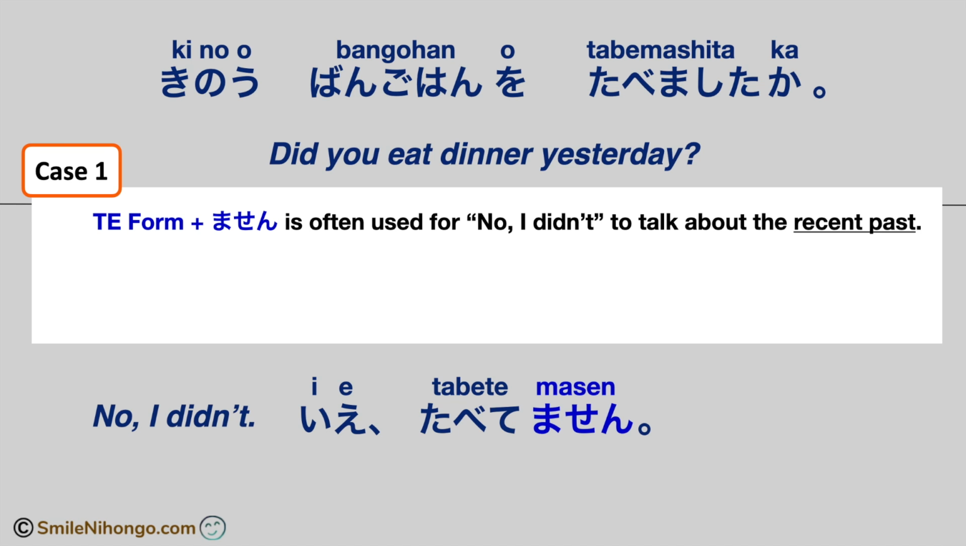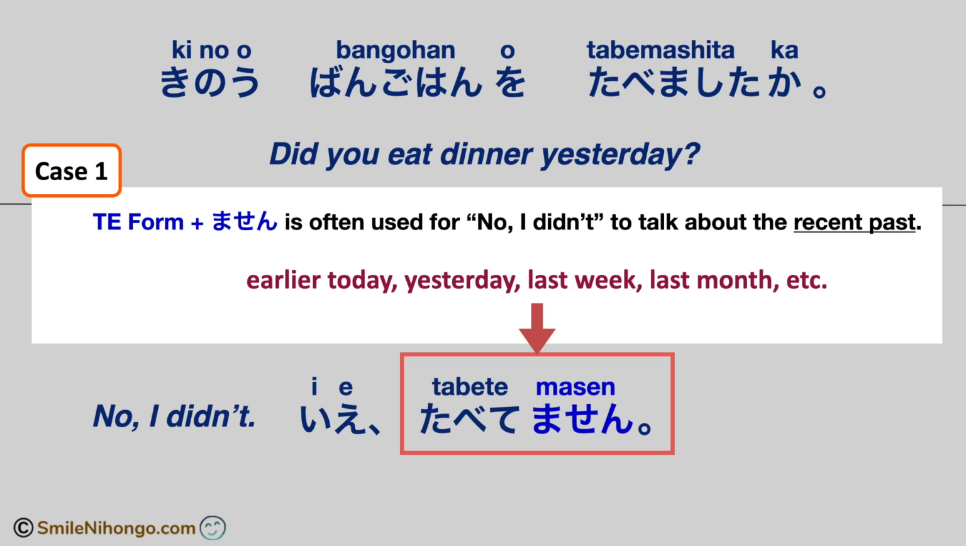So you can remember it like this. When someone asks you about earlier today, yesterday, last week, or last month, then you can use てません for no, I didn't. If the person asks you about last year, then you may want to use ませんでした.